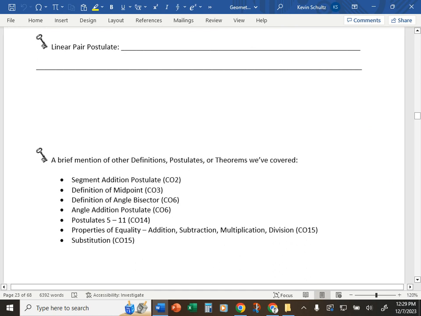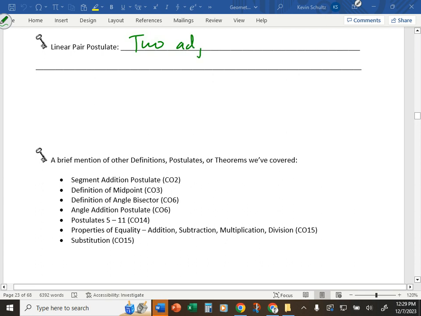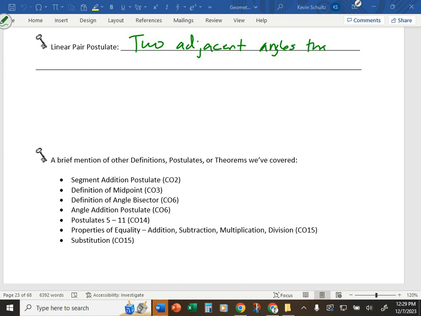Okay. Linear pair postulate says that two adjacent angles that form a line are supplementary, which means they sum to 180 degrees. Linear pair postulate says two adjacent angles that form a line are supplementary, meaning they sum to 180 degrees.